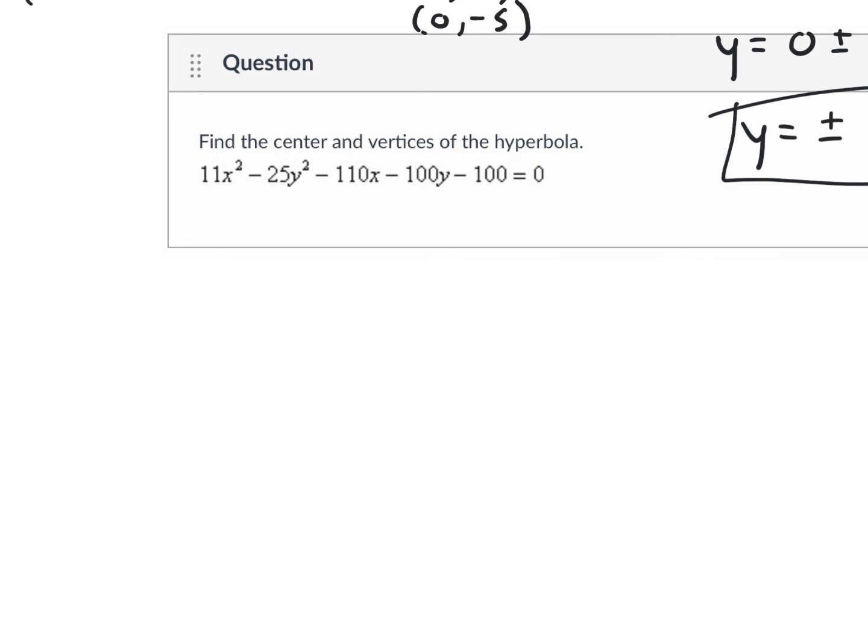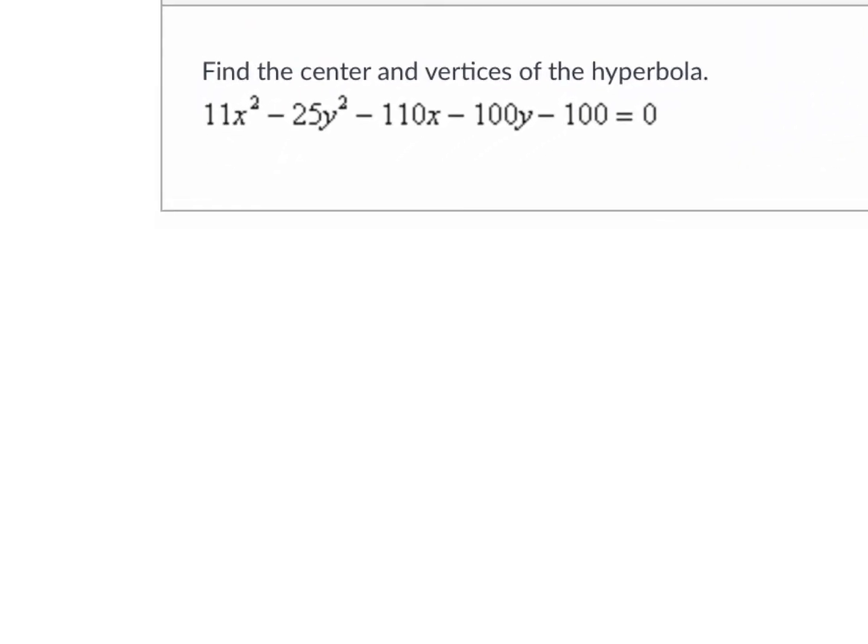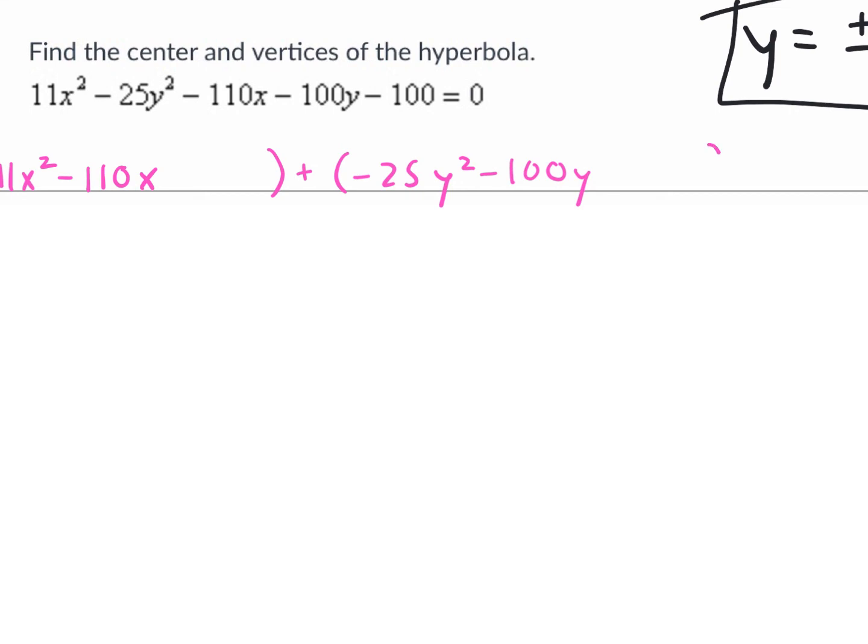Okay, what should we do first here? Does this look like our standard form of a hyperbola? How do we put it in a standard form of a hyperbola? What do we need to do? Awesome. In other words, we complete the square. But you are very right. So I'm just grouping my x's together, grouping my y's together, and I'm going to add the 100 to the other side.